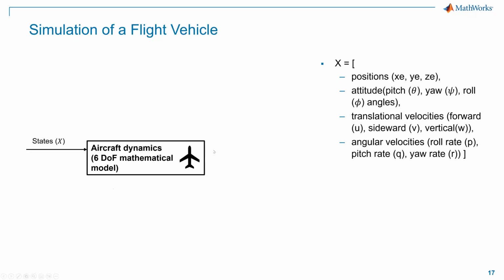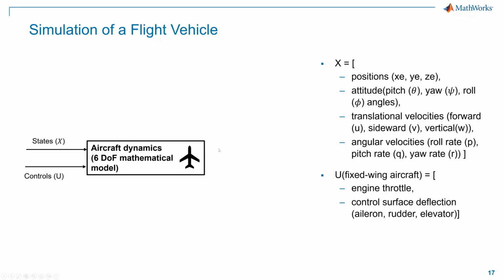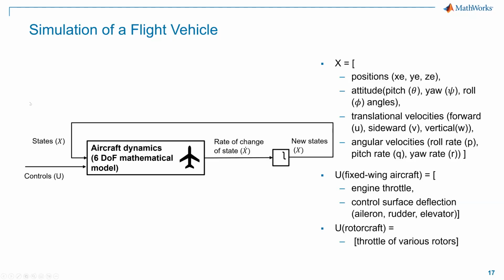Once we have this information, along with the information about the controls, in the case of a fixed wing aircraft, the controls are the engine throttle or the controller and the control surface deflections, that is elevator, aileron, and rudder. For drones or rotorcraft, those are the throttles of the various rotors. Once we have the controls and states and the six degree of freedom mathematical model, it helps us calculate the rate of change of those states. If we integrate those, we get the new states. If this is fed back continuously, we can simulate the motion of the complete flight vehicle throughout time.